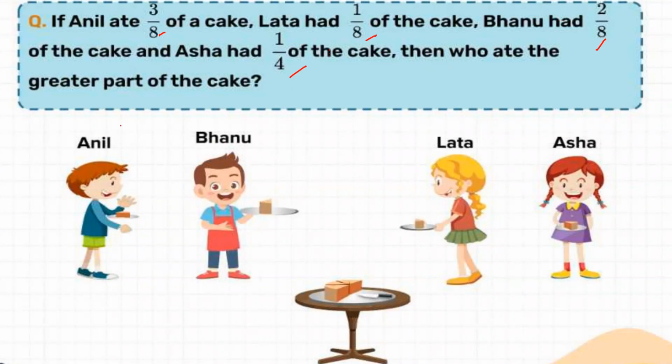Now you have to tell who ate the bigger part: Anil, Bhanu, Lata, or Asha. Who ate the greater part of the cake? Compare all of this. Take your time. Okay, pause the video. You can take up to 5 minutes, as much as you want.